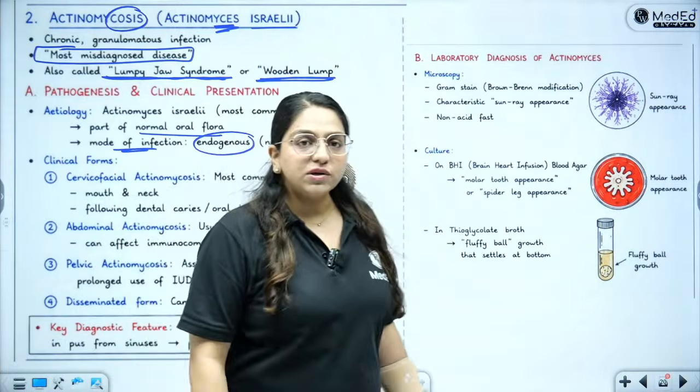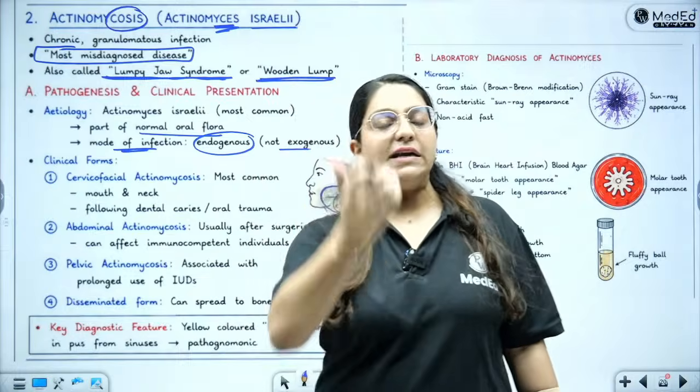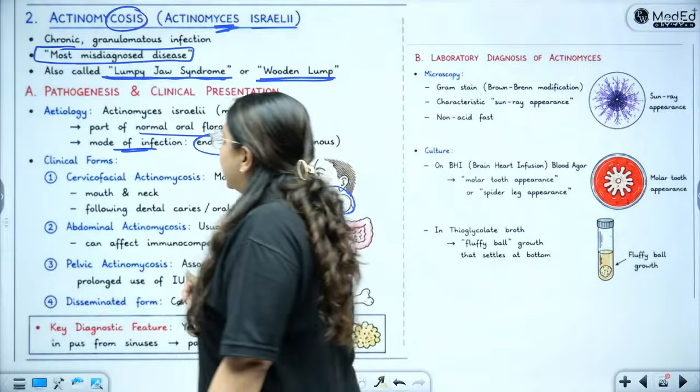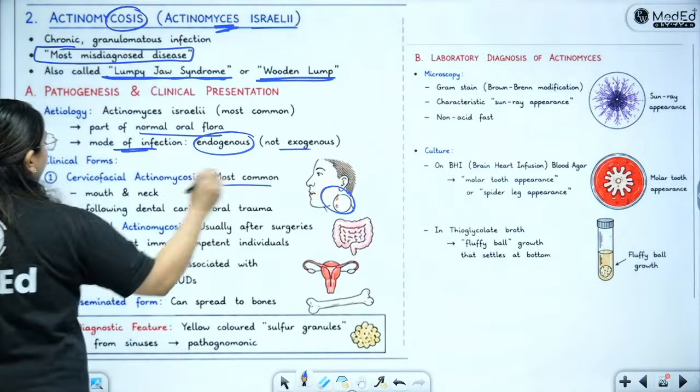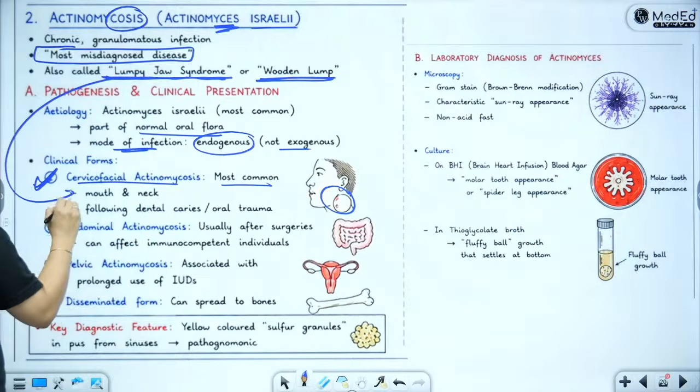Why is it endogenous? Because it was normally present in my mouth only. And from my mouth only it has caused an infection of the jaw. So the source is endogenous. Okay. Clinical forms: the most common clinical form is cervicofacial actinomycosis, which is called lumpy jaw syndrome.